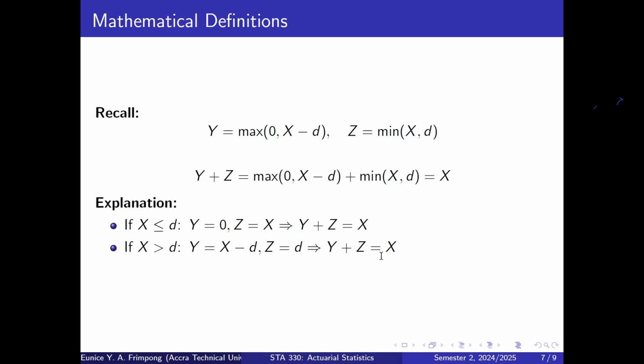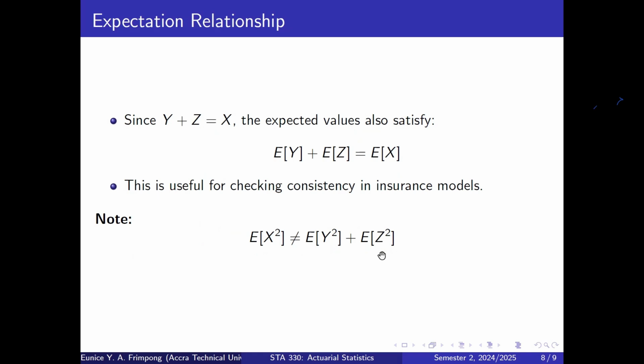This relationship is very useful when constructing models and also when checking if our computations are correct. Since Y plus Z is equal to X, the expected values also add up, so we say that the expectation of Y plus the expectation of Z is equal to the expectation of X. This is especially useful in actuarial models. It allows us to verify that our expectations for what the insurer pays and what the insured pays align with the total expected loss. However, note this carefully.